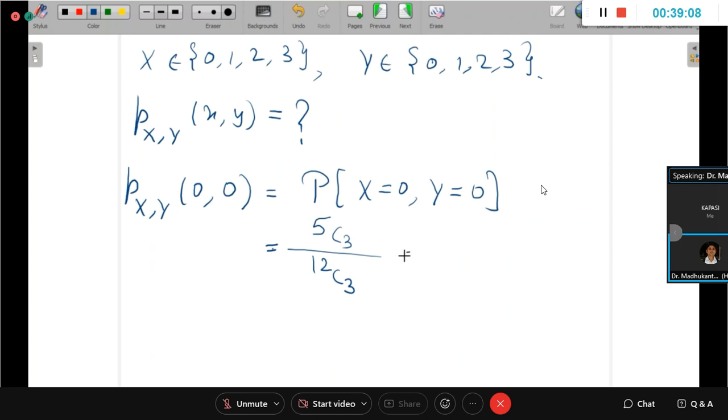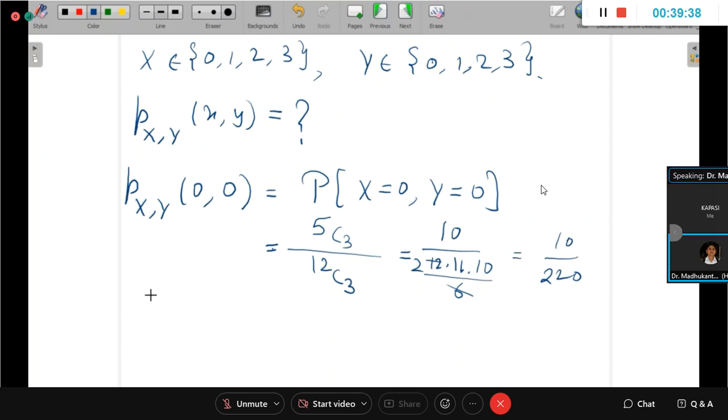Okay, now 5C3, you solve it out. So this is going to be 10, right? 5C3 is 10, and 12C3 is 12 into 11 into 10 divided by 6. So this is going to be 10 divided by 220. I'm going to fix it at 220 because it will come up again and again.